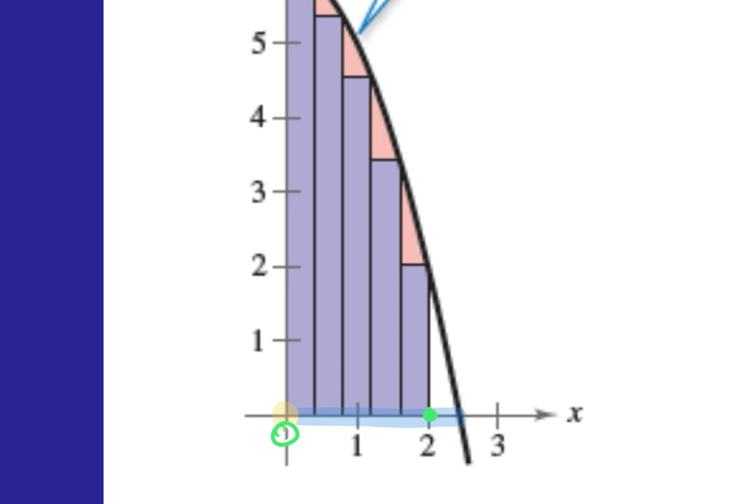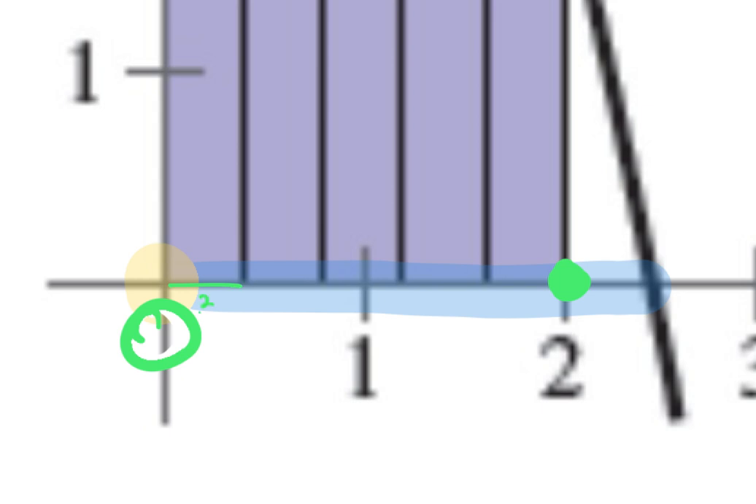So the width here is 2, the total width, right? But how many rectangles are there? 5. So we're going to take that 2 and divide it by 5, and that is each of the widths. Does that make sense? Yeah. So each of these little segments is 2/5. You're going to take your whole, divide it by the number of rectangles, and that's your width.